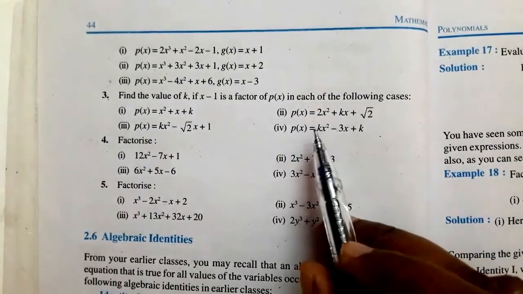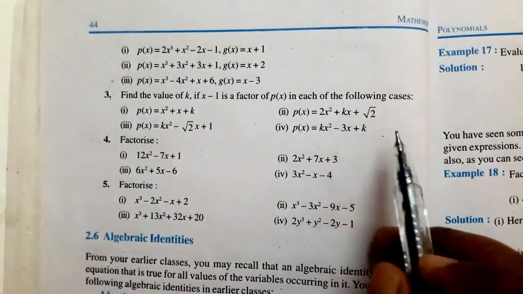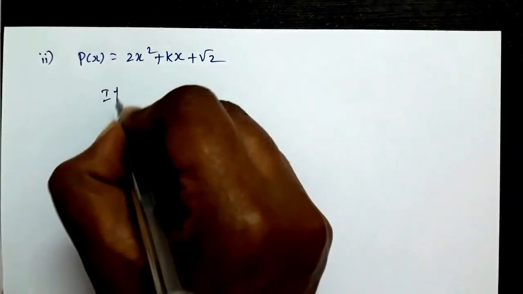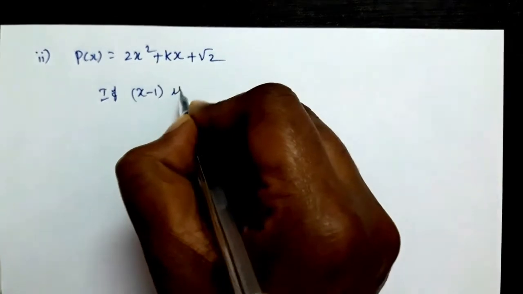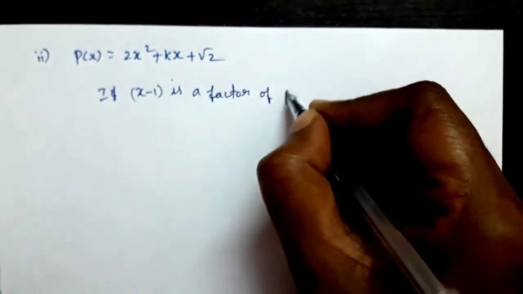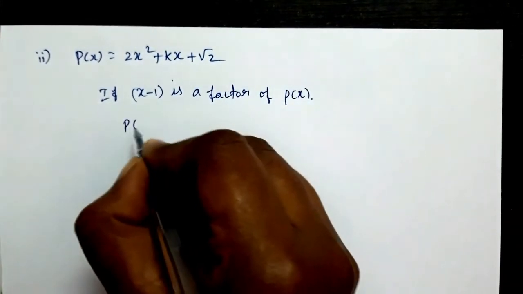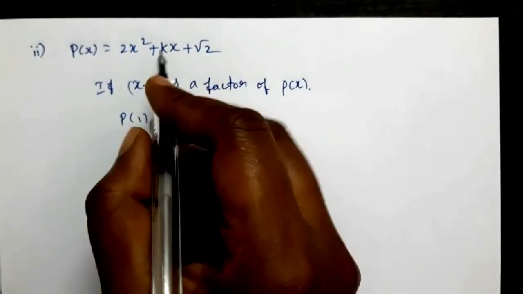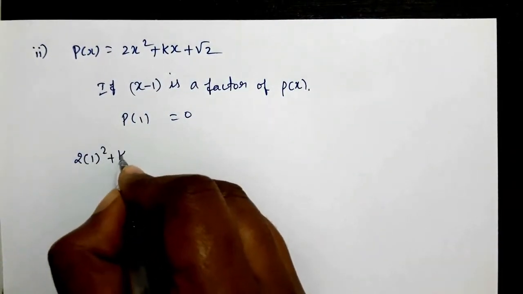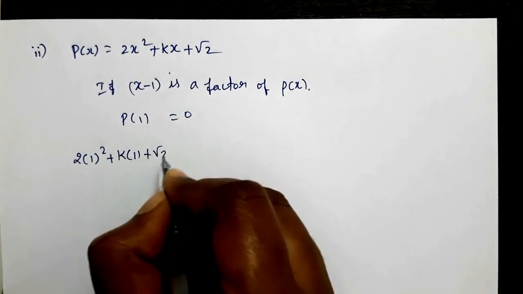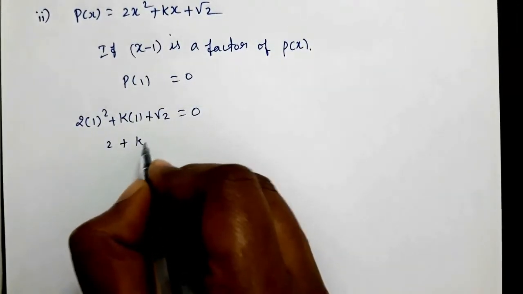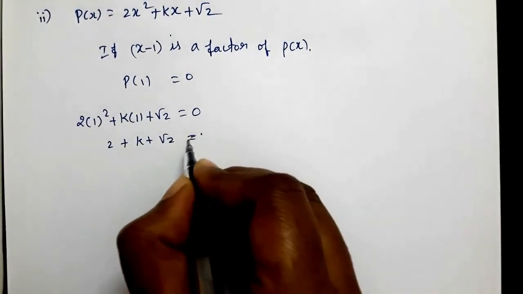Second sub question, p of x equal to 2x square plus kx plus root 2. If x minus 1 is a factor of p of x, then p of 1 equal to 0. So here we can substitute x instead of 1. We will get 2 of 1 square plus k of 1 plus root 2 equal to 0. Here 2 into 1 square we will get 2, k into 1 k plus root 2 equal to 0.